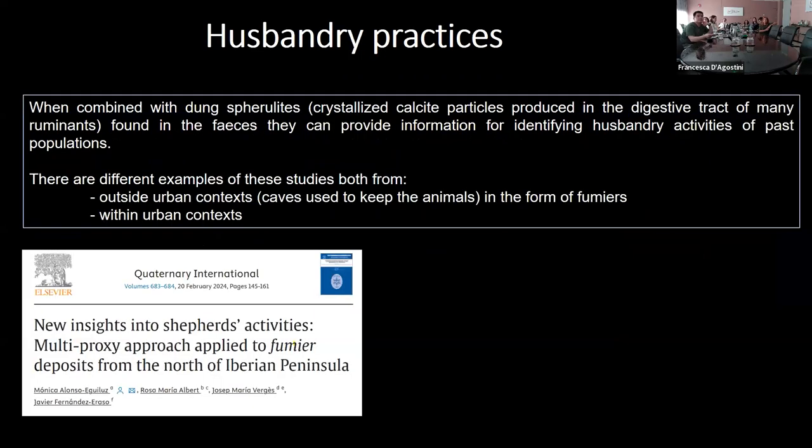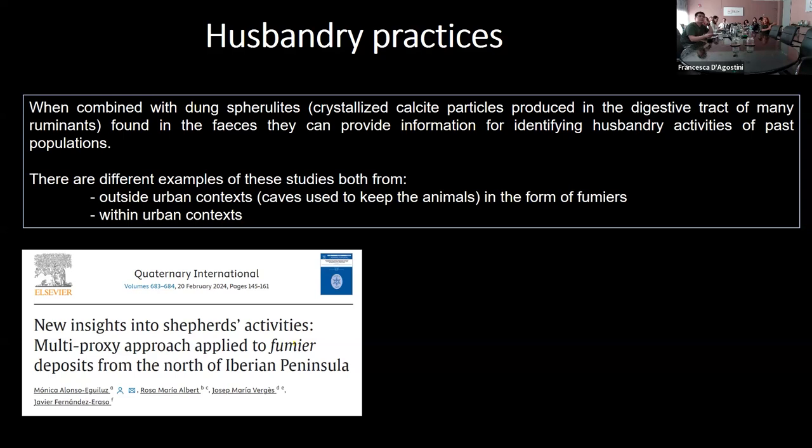Okay. Then we combined another approach that we use, which is dung spherulites. I'm not sure if you are familiar with them. They are crystallized calcite particles that are produced in the digestive tract of many ruminants, mostly cows, sheep, and goats. And you find them in the sheep, in the dung.